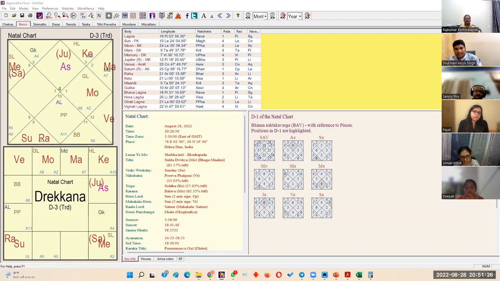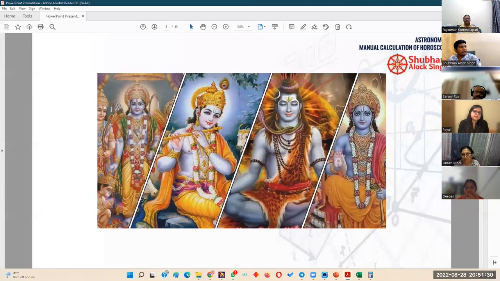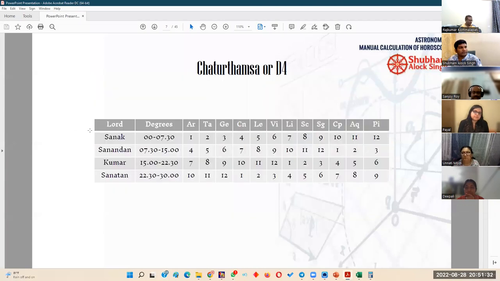Moon is in Aries, right? This is how the calculation is done. For D4, the Rashi is divided into four parts. First part, 0 degree to 7 degree 30 minutes, ruled by Sanat. Second part, 7 degree 30 minutes to 15 degrees, ruled by Sanandan. Third, 15 degree to 22 degree 30 minutes, ruled by Kumar. And lastly, 22 degree 30 minutes to 30 degrees, ruled by Sanatan.